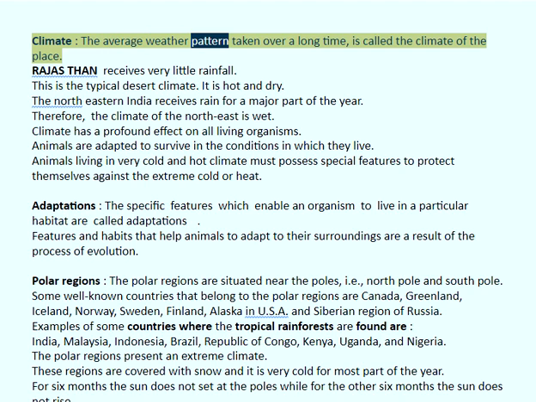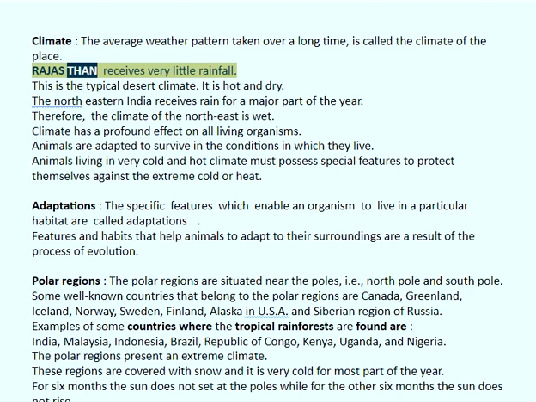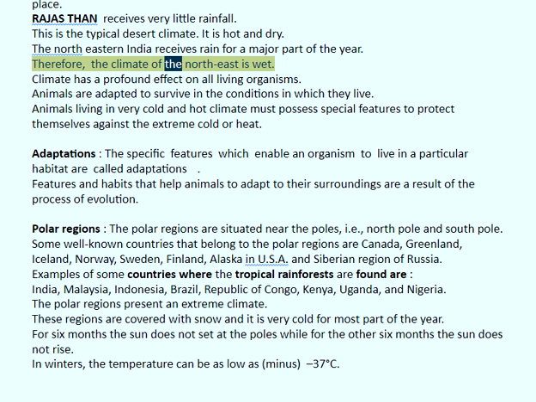Climate. The average weather pattern taken over a long time is called the climate of the place. Rajasthan receives very little rainfall. This is the typical desert climate. It is hot and dry. The northeastern India receives rain for a major part of the year. Therefore, the climate of the northeast is wet. Climate has a profound effect on all living organisms.